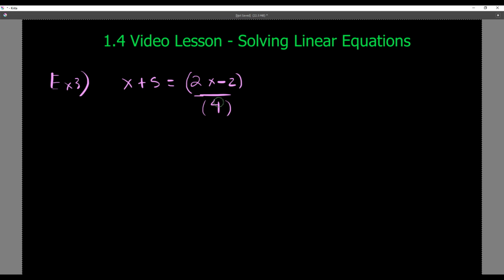So I have to get rid of this 4 before I can do anything to this 2 or this 2. So what I would do is I would multiply the whole thing by 4.